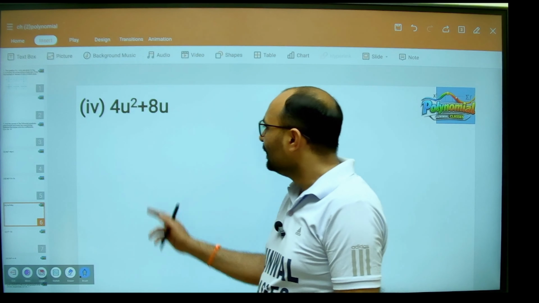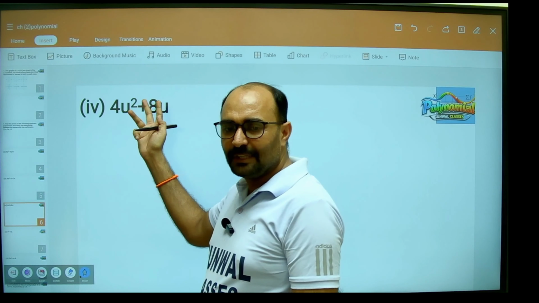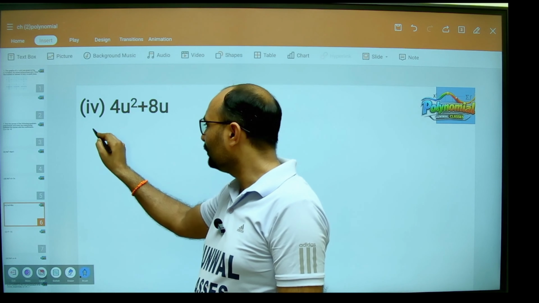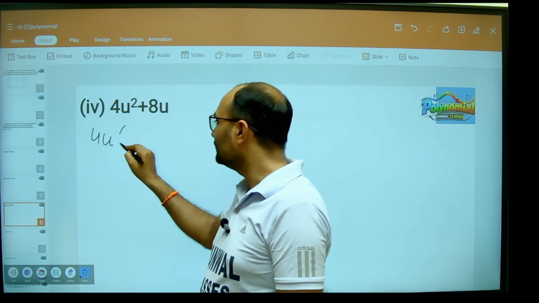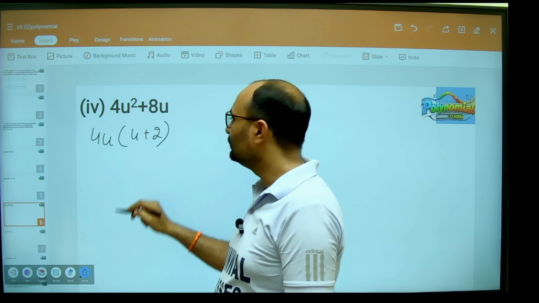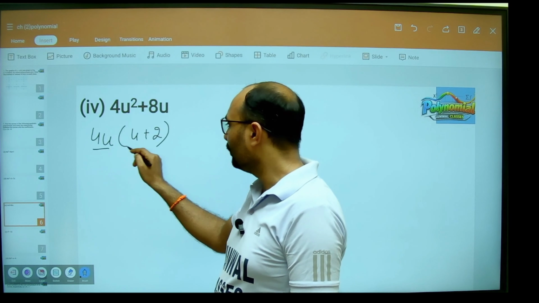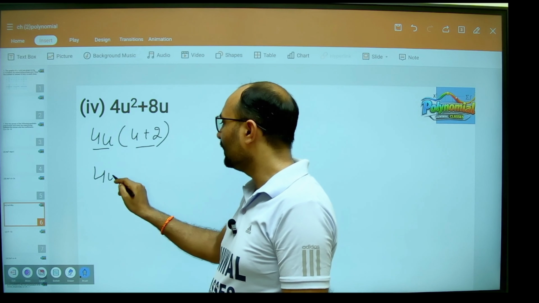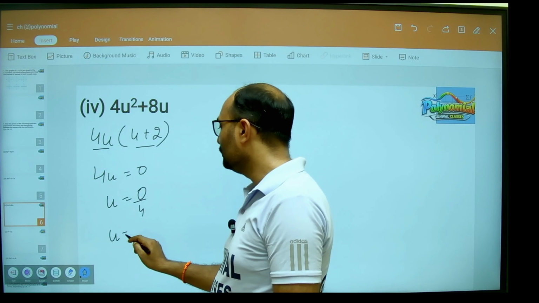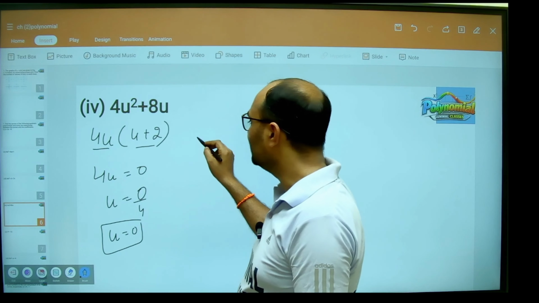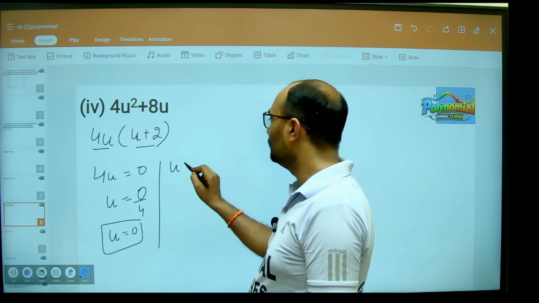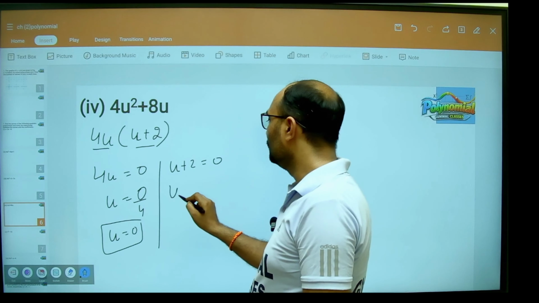Okay, there are two methods. अब split नहीं कर सकते, middle term नहीं है, तो we can take out 4u as common. If I take out 4u as common, then we are left with only u. Here we are left with 2. Substitute this equal to 0 or this equal to 0. For u equal to 0, so u is equal to 0 upon 4, u is equal to 0. Second, if you substitute this equal to 0, this is u plus 2 equal to 0, u is equal to minus 2.